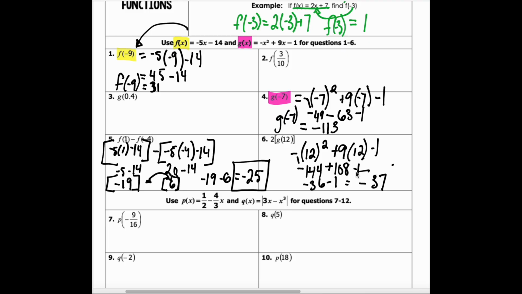So now we need to go ahead and do our last step, where the input of 12 times 2. So I'm going to bring my 2 down here. So just want to draw an arrow so you know where I'm getting that 2 from. 2 times -37 is -74. And we're done.